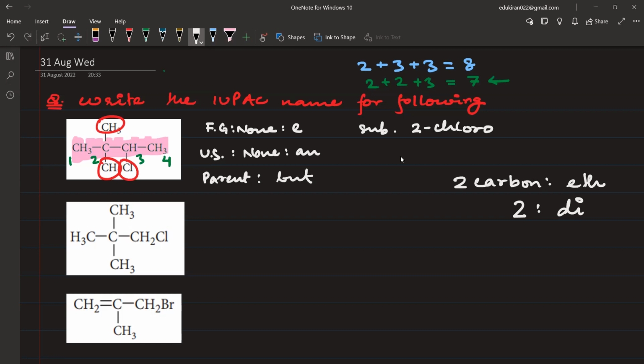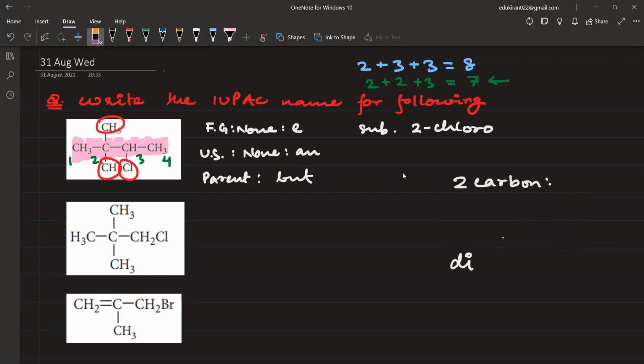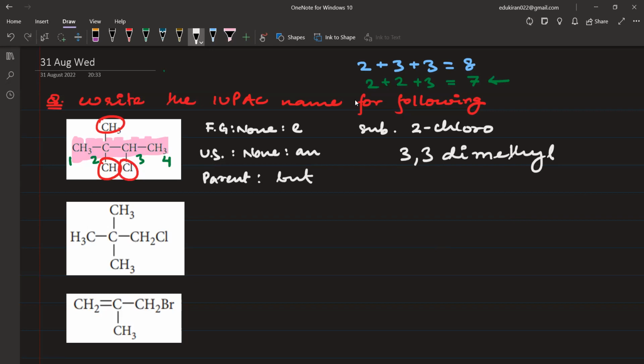Right? Okay, now what do we have? We have 2 methyl groups. Now that means this 2 will be represented by di, and then we'll have methyl. So we have 2 chloro and we have dimethyl. Now, where are the methyls? It is in the third position. And where is the other methyl? It is also in the third position. So this will be 3, 3 dimethyl.